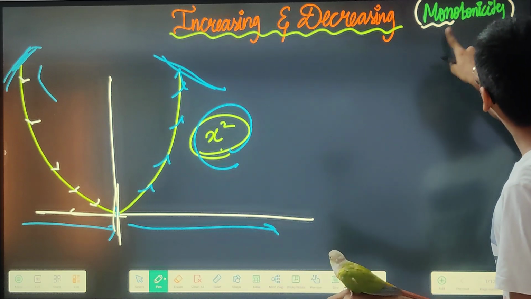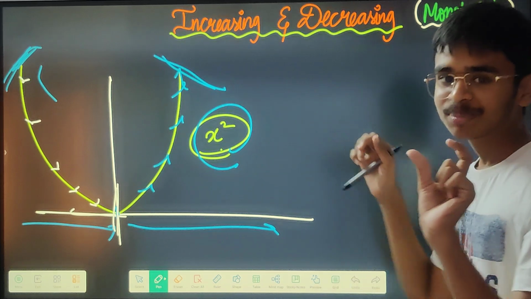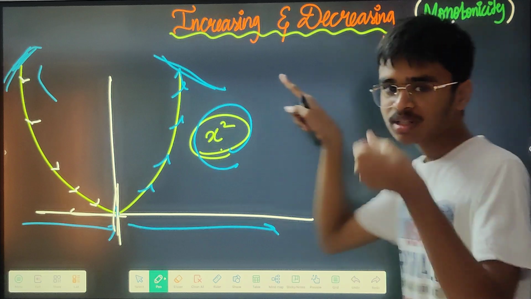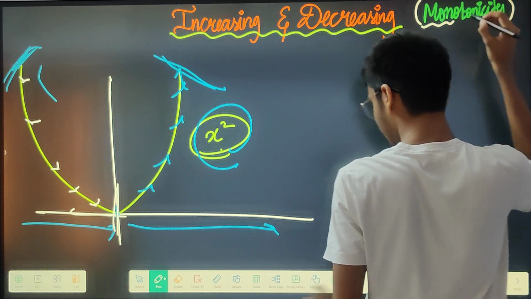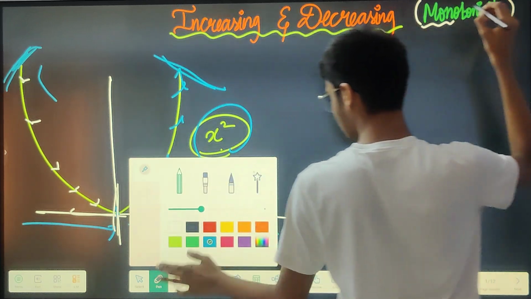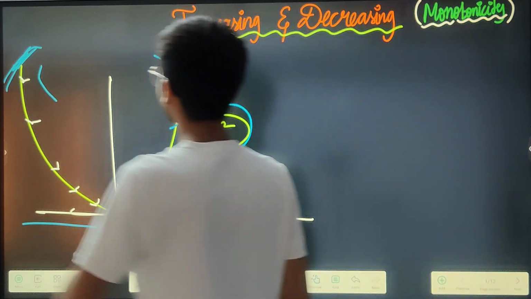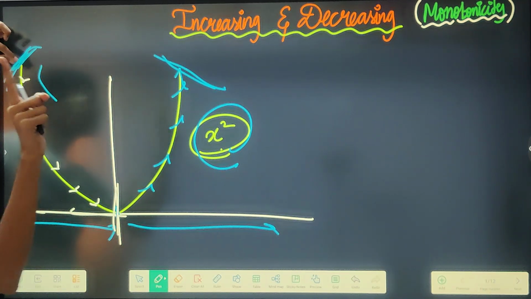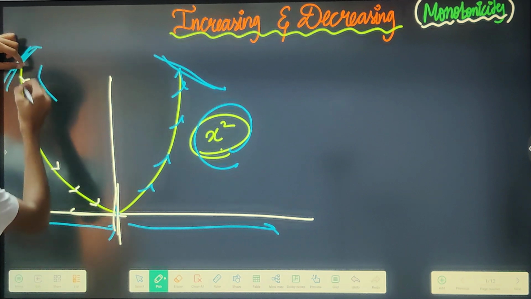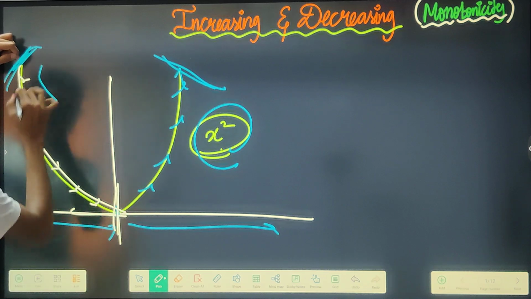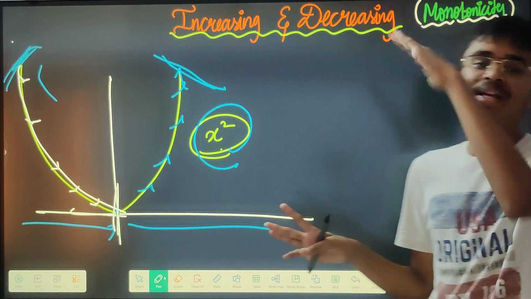Now coming to this word monotonicity. What does mono mean? Mono means single. Then what is tonicity? Tonicity represents the pathway, a single direction of the curve. It need not always be a curve. It can be a straight line or anything, but it should have a single direction.